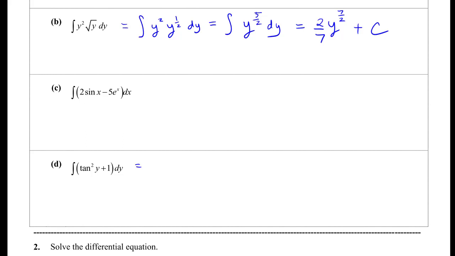Okay, so let's pick this up here. If we want to integrate 2 sine x minus 5e to the x, let's just take a look at each one of these individually. We could do them individually.